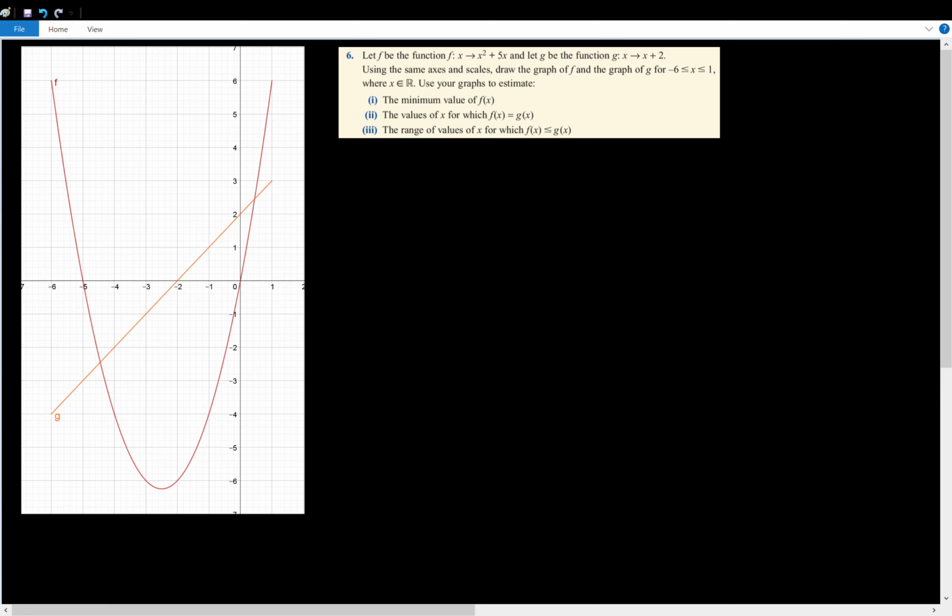F of x is our curve, and our minimum value is down at the bottom, just down here, where the curve stops decreasing and starts increasing again. So if we go to the very bottom of this curve and we draw a line straight across to our y-axis, and hopefully you'll draw a neater line than I just drew, you can estimate the value of y from that. So in this particular case, if we're reading that off, that looks to be about minus 6 1/4.